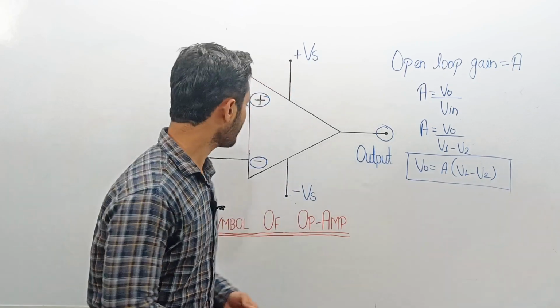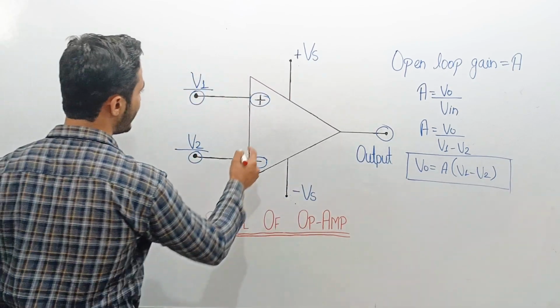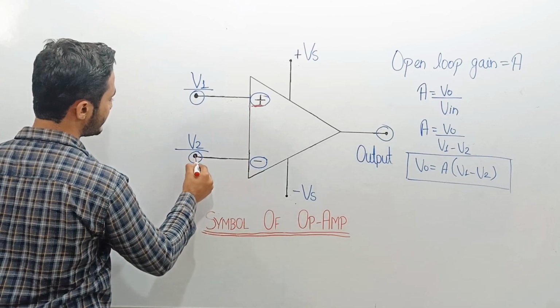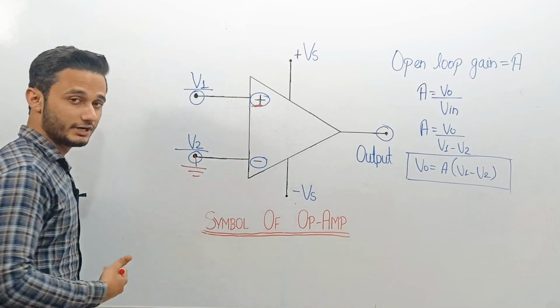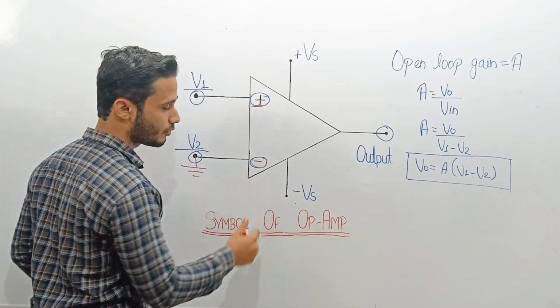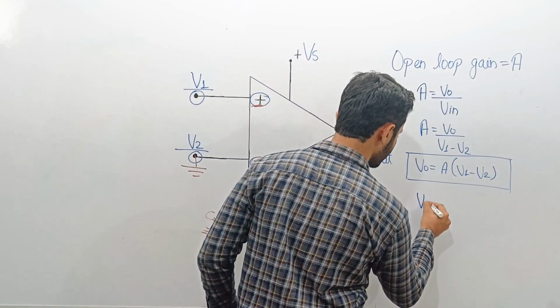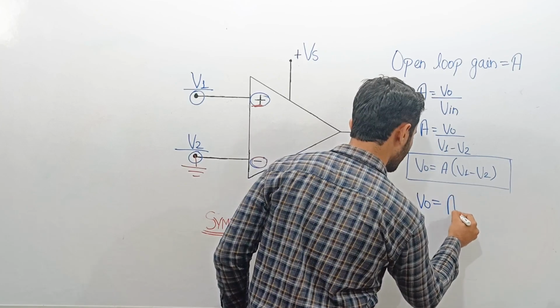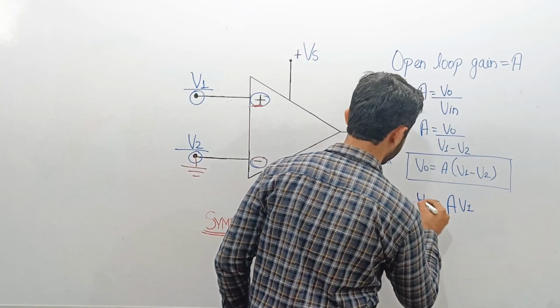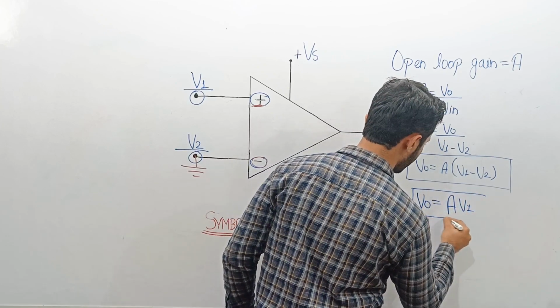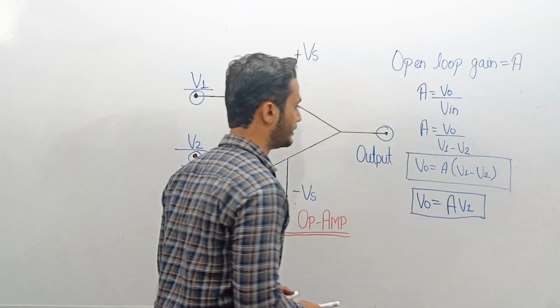Now, if input is applied only at this positive terminal and this negative terminal is grounded, grounded means this negative terminal now has zero potential. So, the output expression now becomes V output is equal to A times V1. V2 has become 0 since we have grounded it.